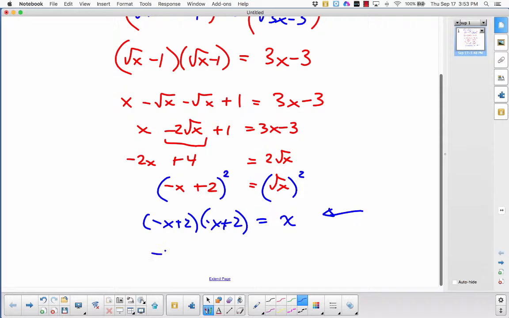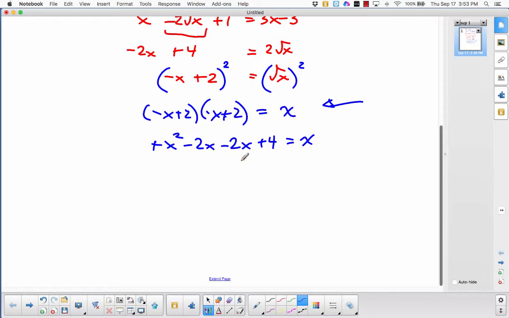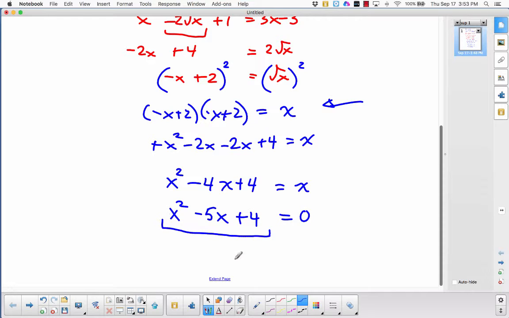Okay, when I FOIL, it'd be a negative x squared, no, positive x squared, because a negative times a negative is positive. Negative x times 2 would be a negative 2x. 2 times a negative x would be a negative 2x. 2 times 2 is positive 4, equals x. Oh, all right. So now I'll have x squared minus 4x plus 4. Oh, I need to bring this x over to this side. So it'd be x squared minus 5x plus 4 equals 0. So there's my quadratic equation.